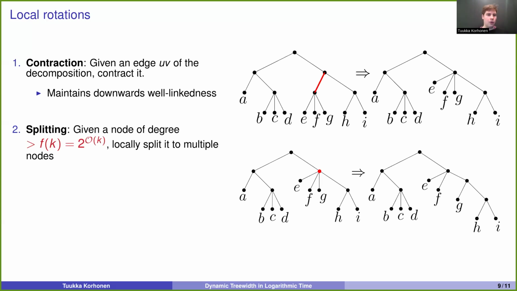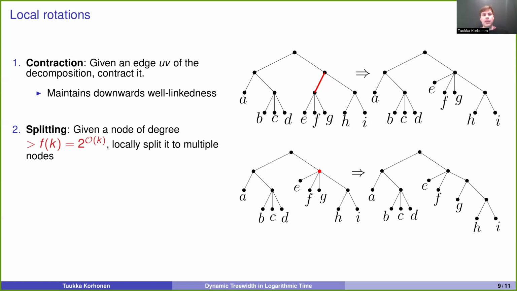Then we have another operation, which is a more non-trivial operation. It's splitting. Whenever we have a node with sufficiently high degree, something like larger than 2 to the O of k, we can locally split it into multiple nodes. Like in this picture, we have this red node of degree 4, and then we can split it into 2 nodes, the red node itself and an additional child node here.